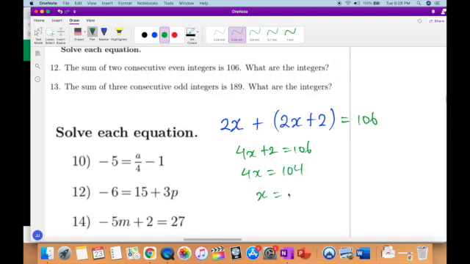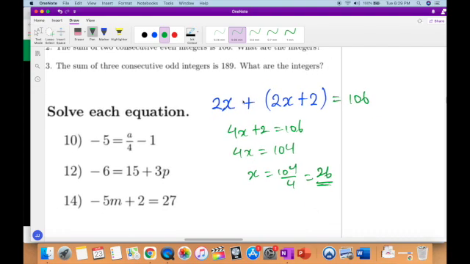So x is equal to 104 divided by 4, which is 26. 26 is not the answer though, right? 26 is just x. So what are the two consecutive even numbers that will give you 106? Well, 26 times 2 is 52. So this first one is 52, and this second one will be 54. And it makes sense. 52 plus 54 gives you 106.